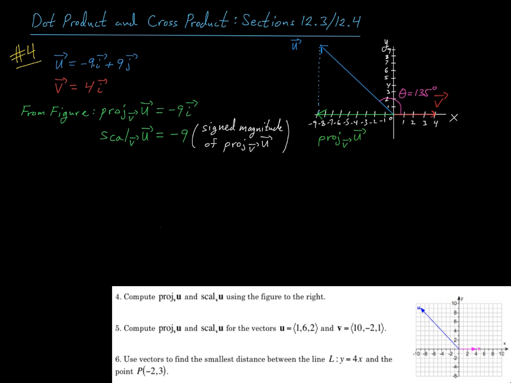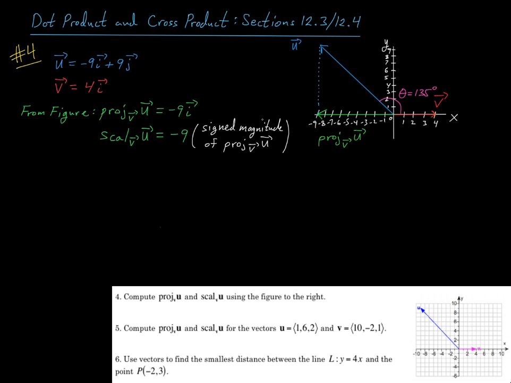Now in components, notice that the vector u is minus 9i plus 9j, and the vector v is just 4i. So from this figure alone, what is this green vector? Well, it's just minus 9i. Why? Because it has a 0j component, because it points parallel to the x-axis, and it's pointing right to the left, so negative 9 is the i component.